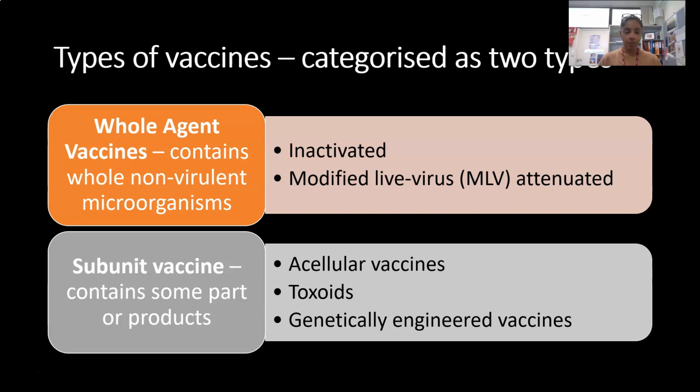You then have subunit vaccines, and there's three types of those. There's the toxoid ones, which refer to pathogens caused by bacterium, acellular vaccines, and genetically engineered ones. And the genetically engineered ones are certainly where we are going in the future, and certainly with COVID-19.